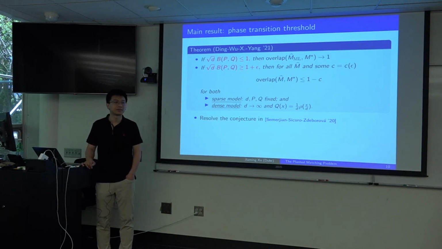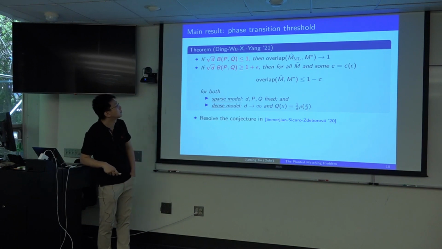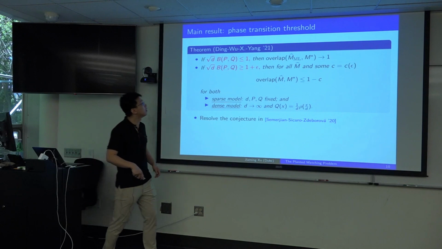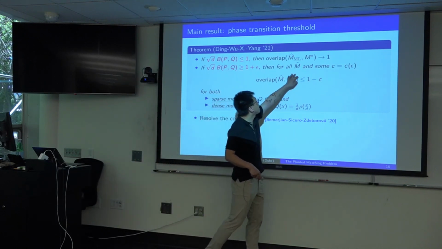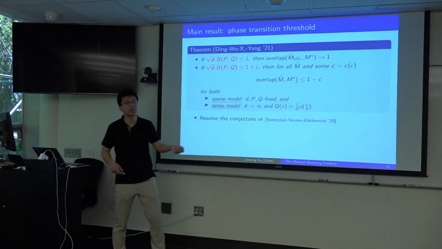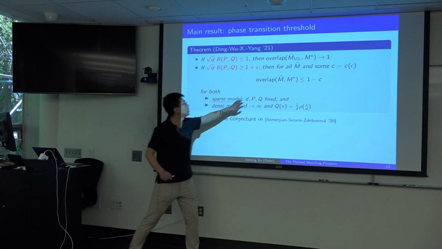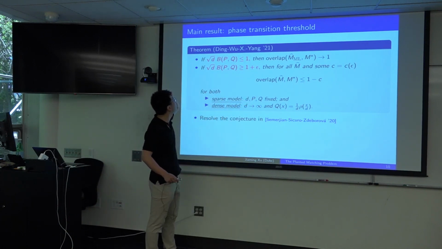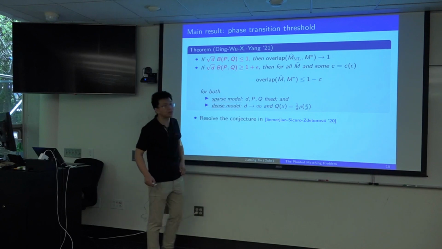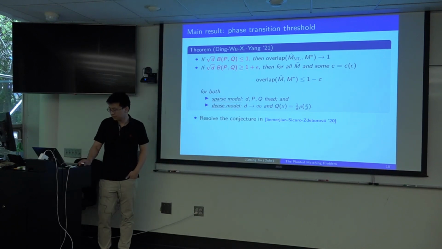I'm sorry, when you say for all M hat, what class of algorithms are you considering? Basically including all possible estimators, as long as this M hat only depends on the edge connections and edge weights. So you can consider any estimator. There's no constraint on the estimator for the converse result. For the positive result, we focus on the maximum likelihood estimator. Yeah, sounds good.